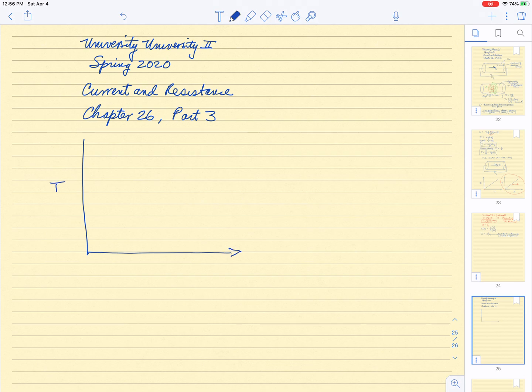So if we were to look at the current as a function of voltage, and I is equal to 1 over R times V, we get a straight line, and the slope then is going to be equal to 1 over R. 1 over R is the slope. We defined that to be G, the conductance.